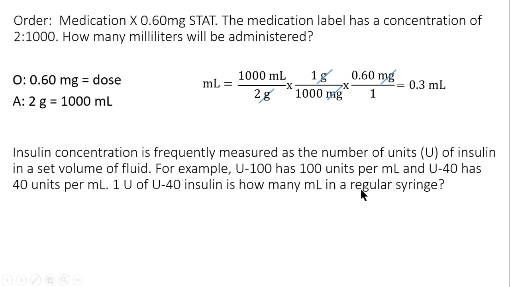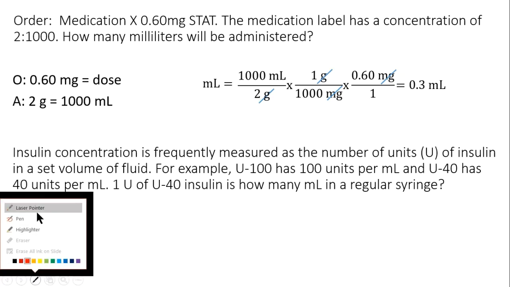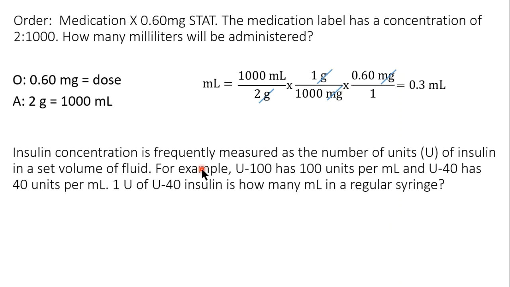As I had mentioned before, let's say you didn't have a calculator for some reason. You see 1,000 milliliters and 1,000 here, those cross out. So we just have 0.6 divided by 2, which would be 0.3.